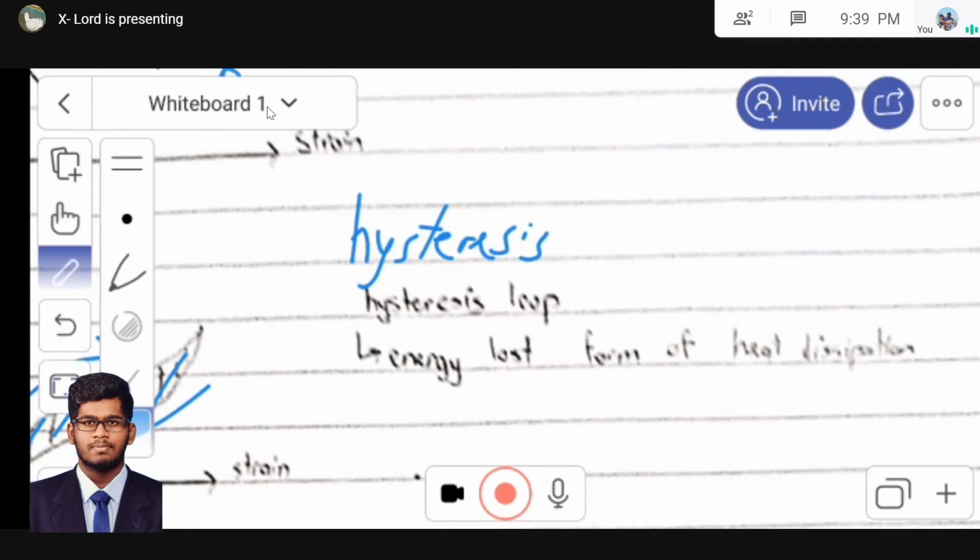Now you don't have to worry too much about this graph because we don't have any derivation for this chapter. It's not in our syllabus, so don't focus too much on this graph.